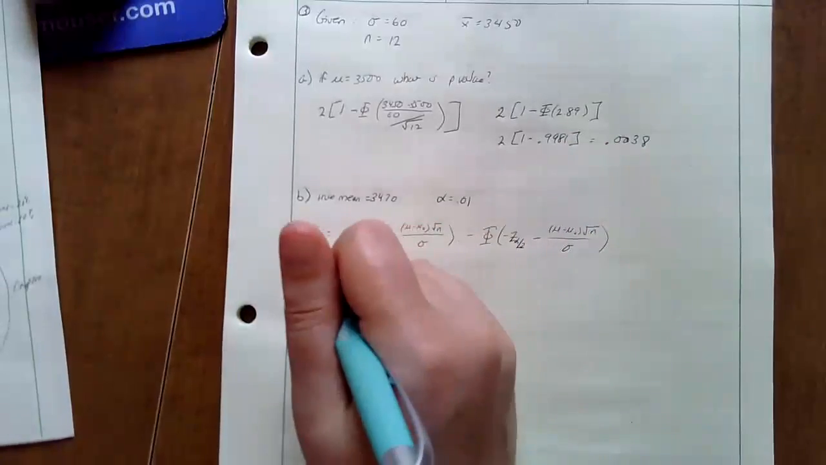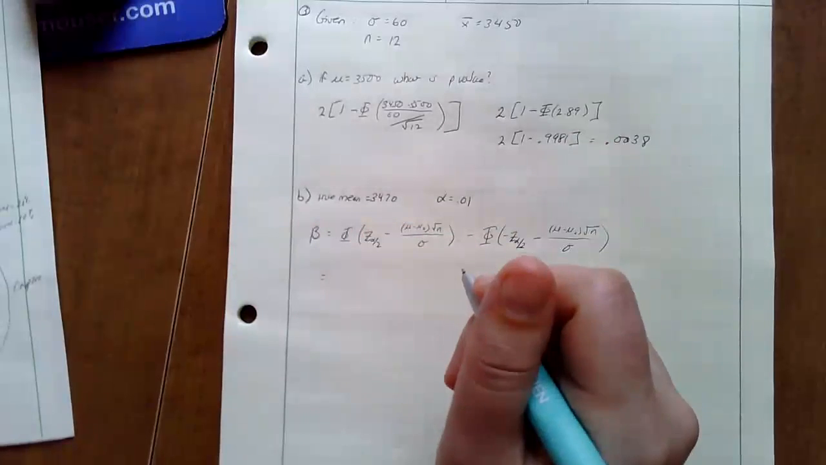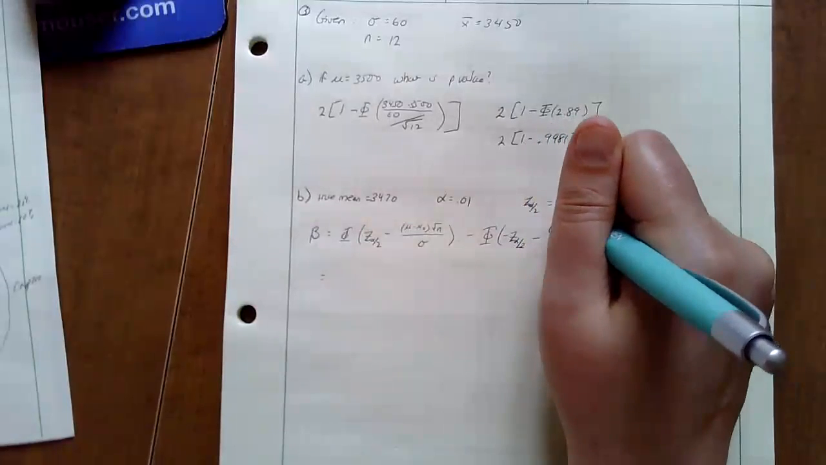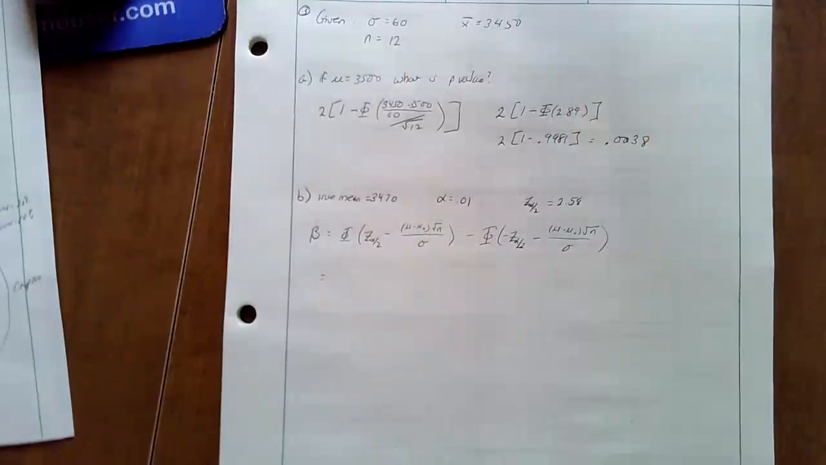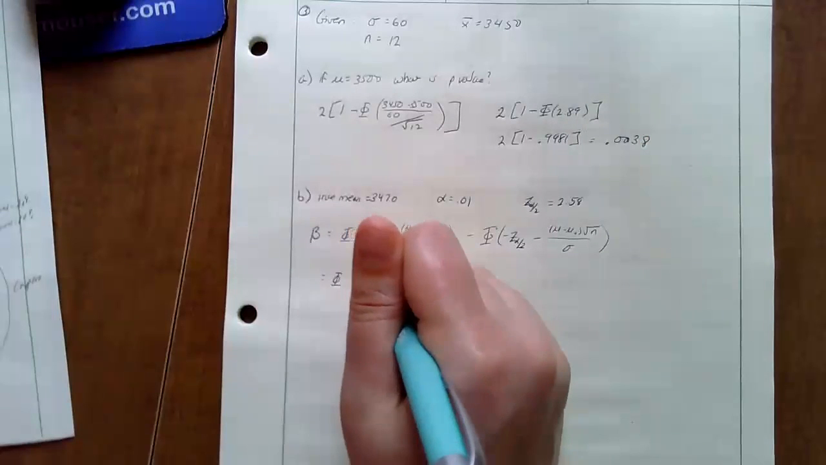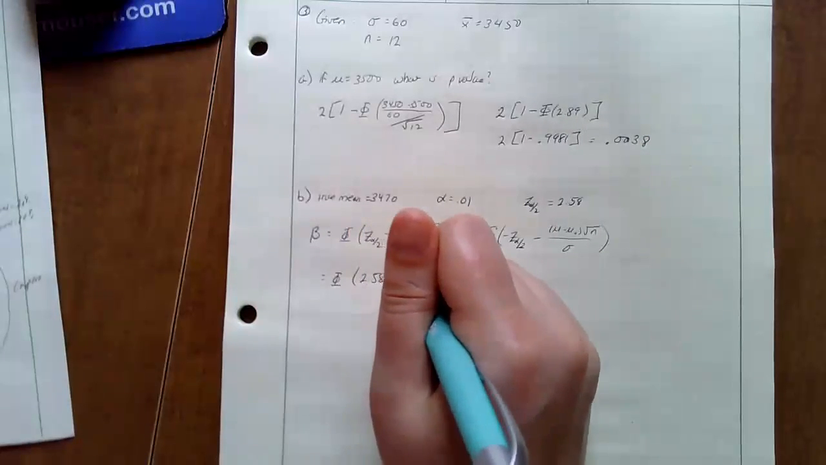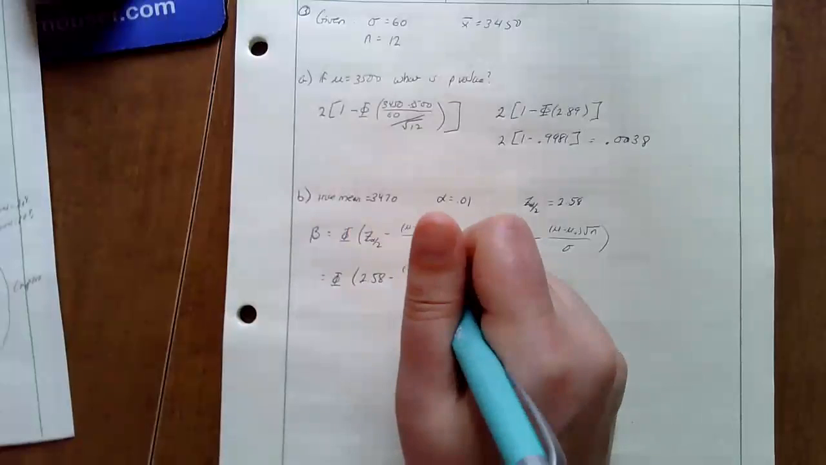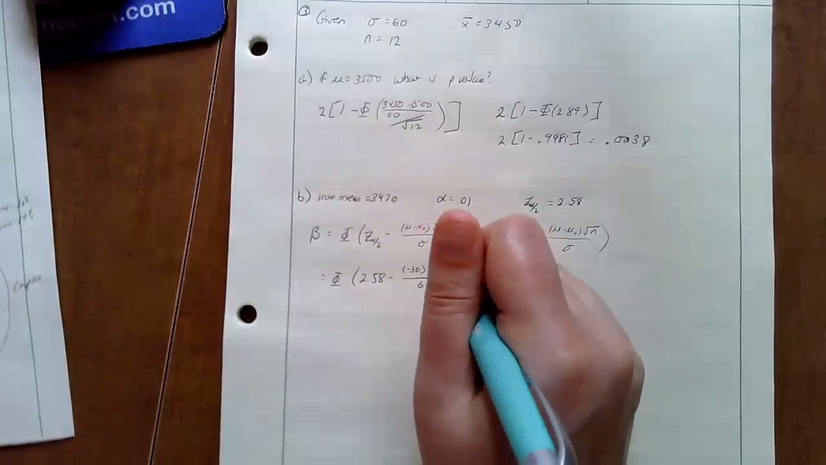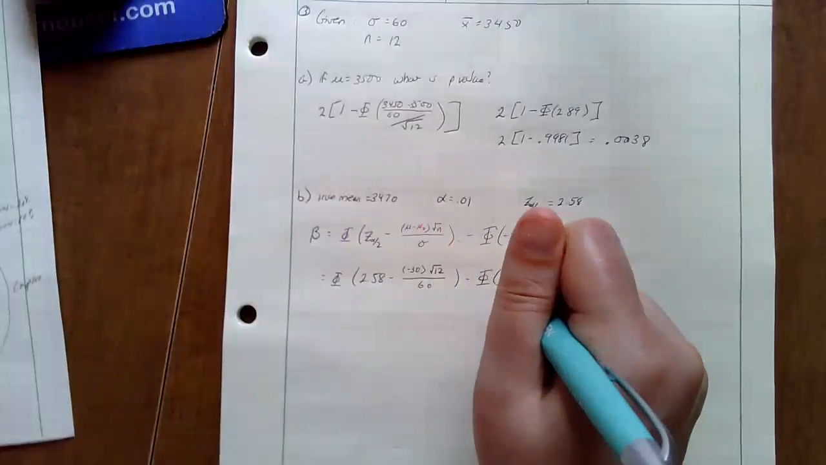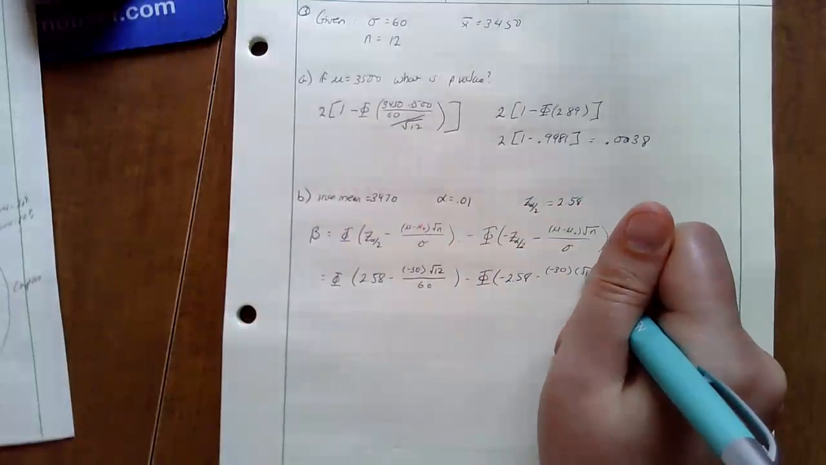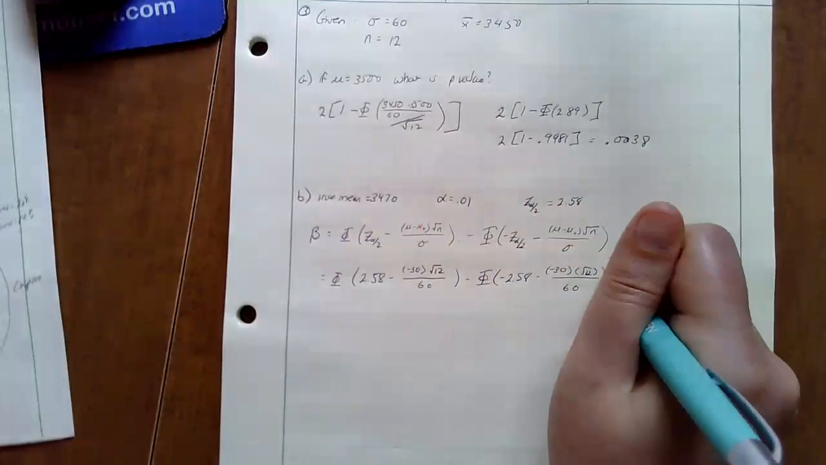And so in this case, when we have an alpha of 0.01, our z of alpha over 2 is equal to 2.58. And so I can plug in 2.58 minus negative 30, because that's the difference between the means, multiplied by the square root of 12 over 60, minus a negative 2.58 minus negative 30, multiplied by the square root of 12, divided by 60.